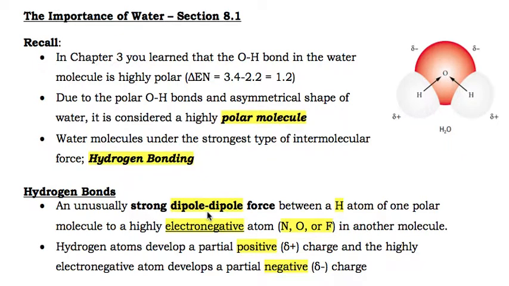Hydrogen atoms develop a partial positive charge, and the highly electronegative atom develops a partial negative charge, as we see in this water molecule right here, where hydrogen is positive and the oxygen is negative. Why? Because the electrons are being pulled towards the oxygen, which would make it more negative, and the hydrogen would become more positive as the electrons are spending time closer to the oxygen in this bond.